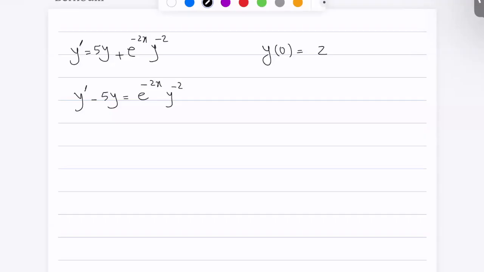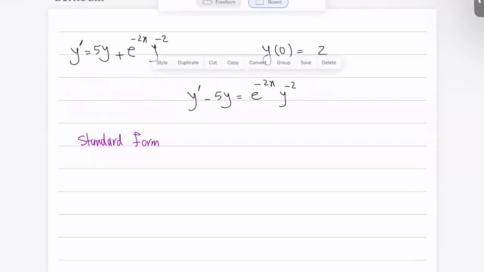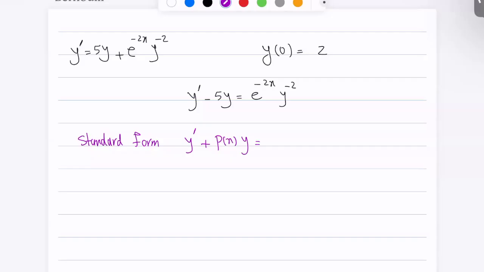And we can immediately see that this looks like a Bernoulli equation, right? So we have y prime plus some function times y equals some function times y to the n. If you remember, the standard form for the Bernoulli equation looks like this: y prime plus p of x y equals q of x times y to the n.